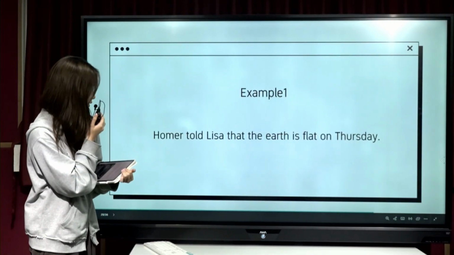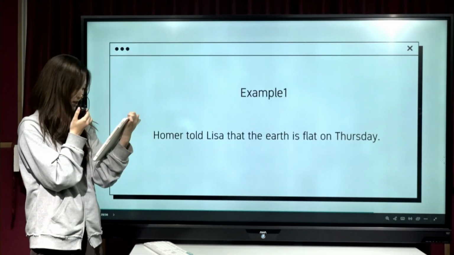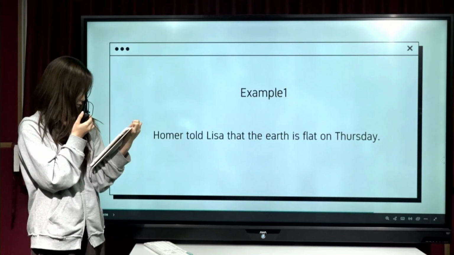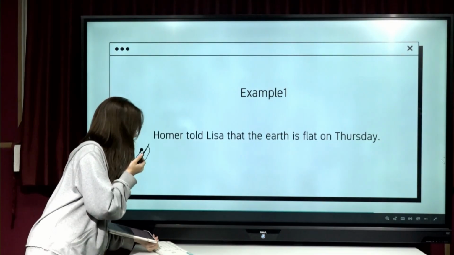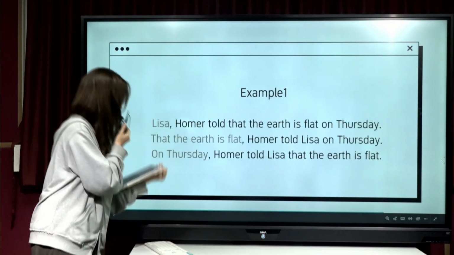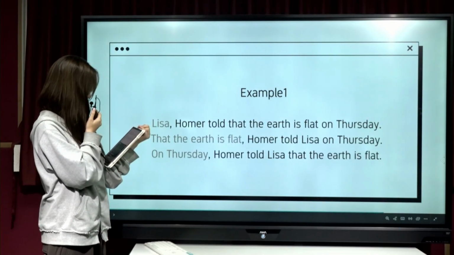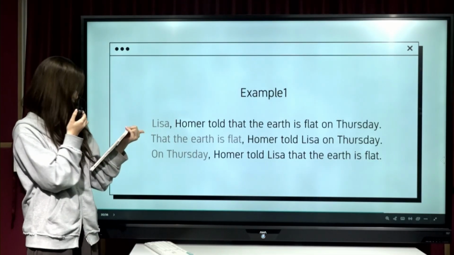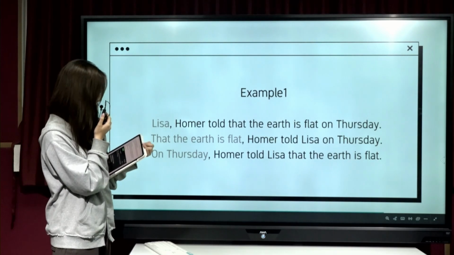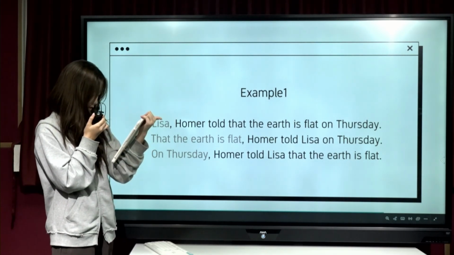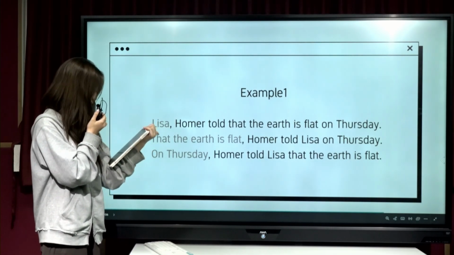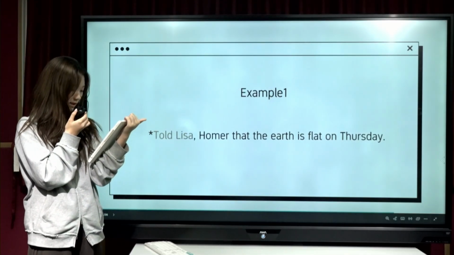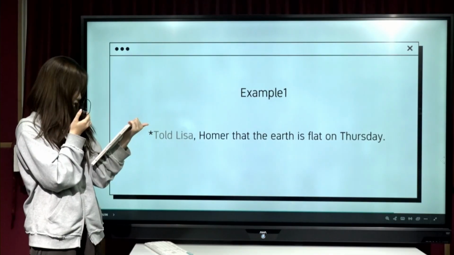Homer told Lisa that the earth is flat on Thursday. We can change it like this. There are some differences from the original sentence, but these are correct sentences. It means these three, "Lisa," "that the earth is flat," and "on Thursday," are constituents. However, in this sentence, it is not a correct sentence, so "told Lisa" is not a constituent.